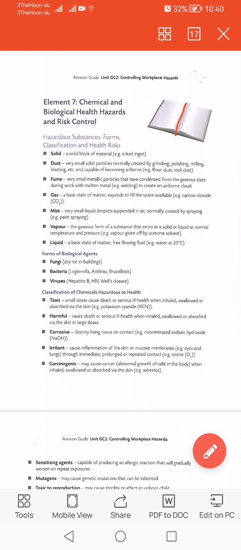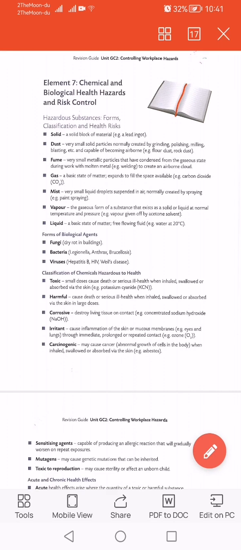Today I'm going to talk about NEBOSH Safety Element 7, IGC 2. In Element 7, I'm going to talk about chemical and biological health hazard and risk control. When we are talking about the hazardous substance form, we are first talking about the classification and health risks in chemical and biological health hazard.